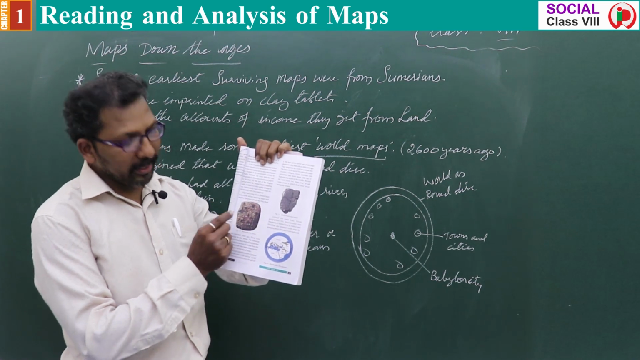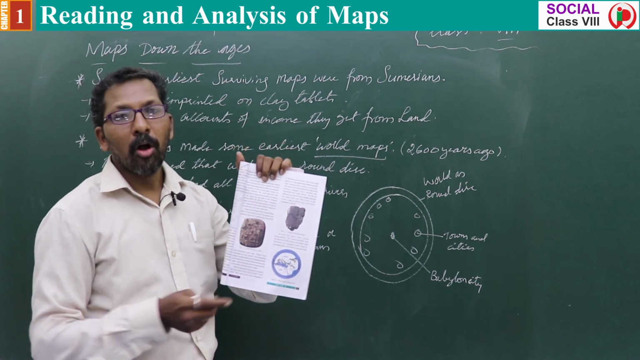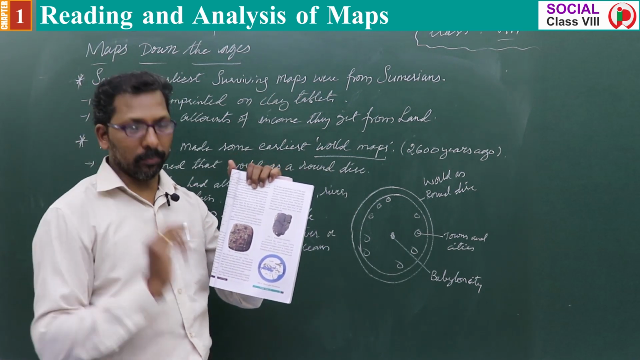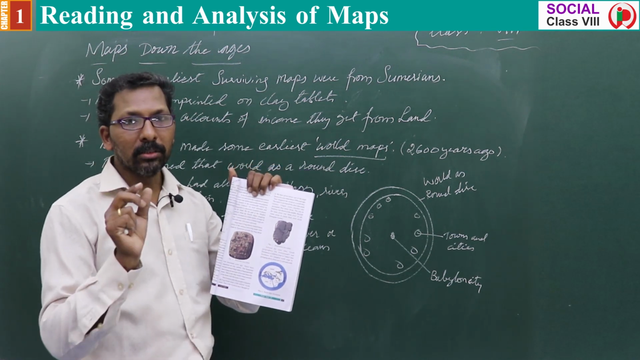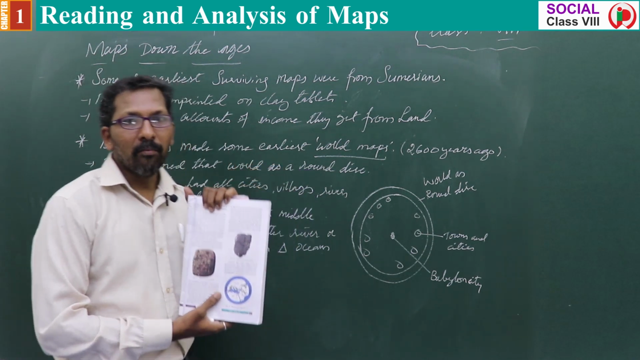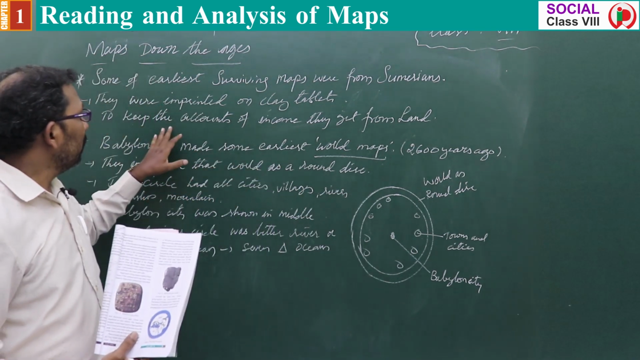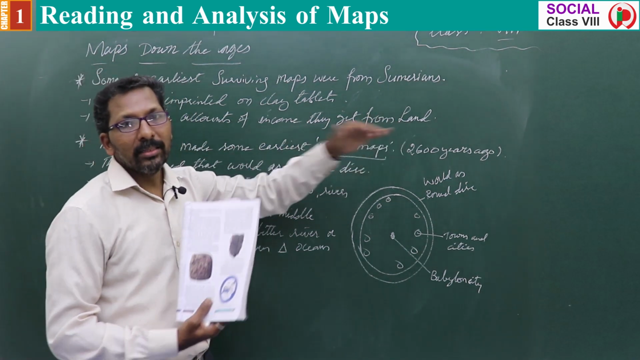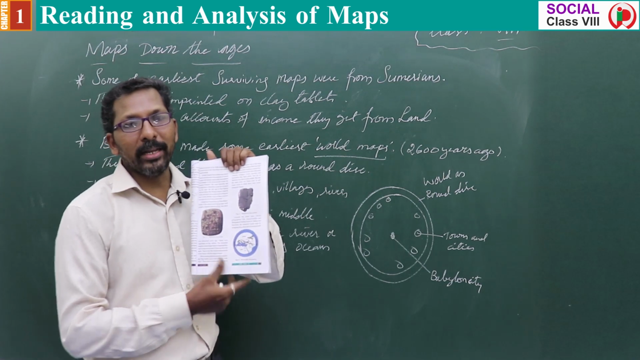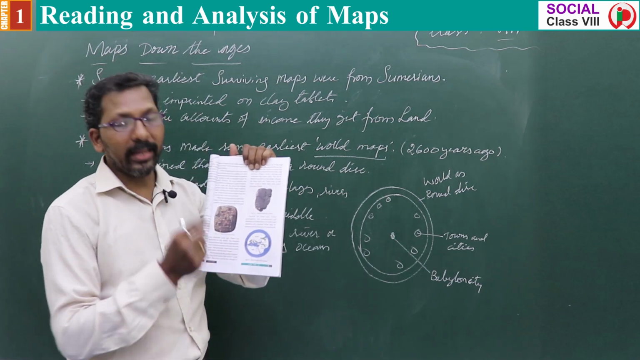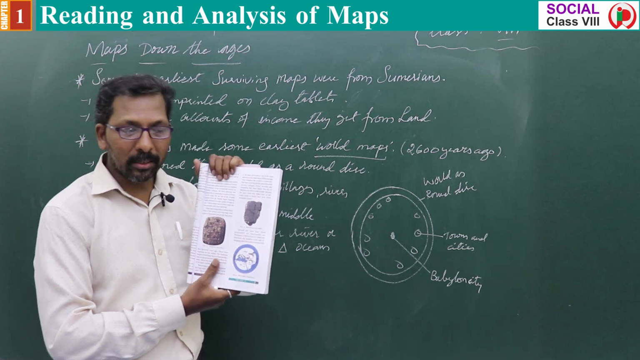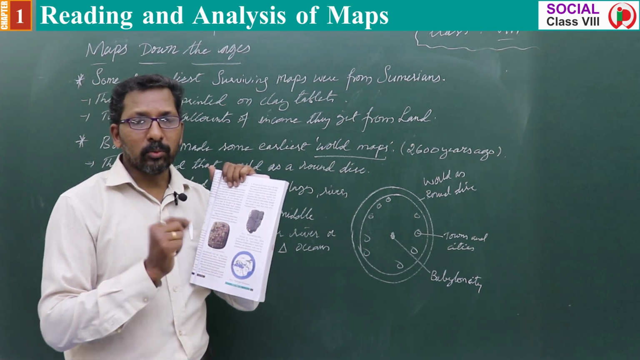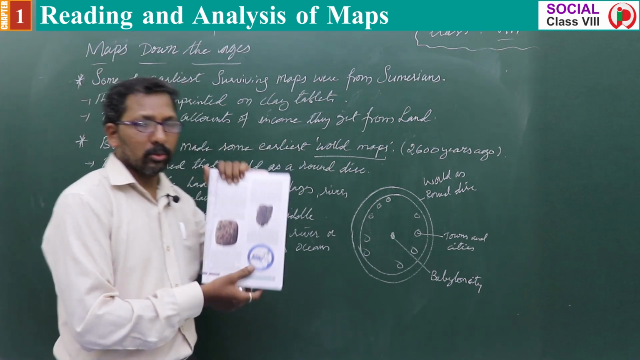Now what is there in the clay tablet? It shows how much land the temple has under its control, and how much income they are receiving from this particular land. So clearly, to keep the accounts of the income they get from the land, these tablets or maps were being made. These maps were called clay tablets because they prepared them on clay. Okay, so these are one type of maps.